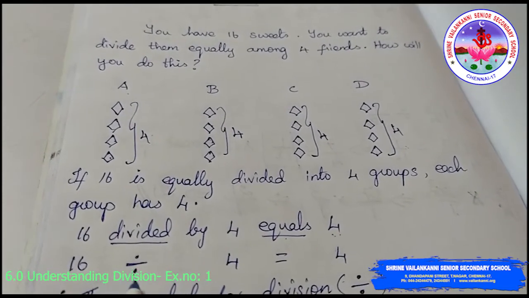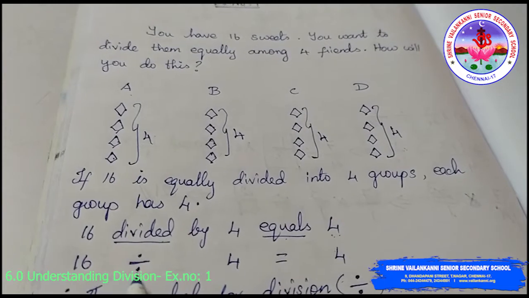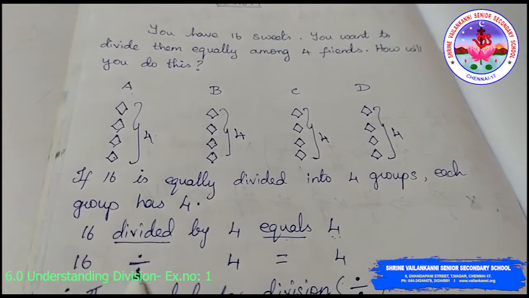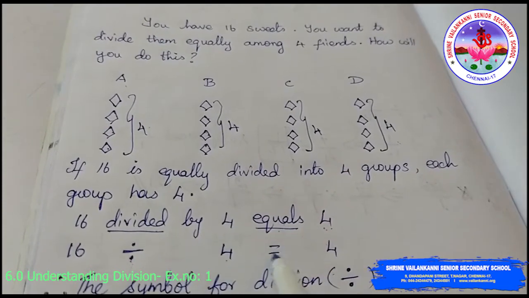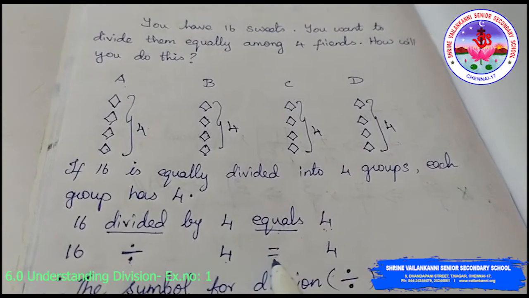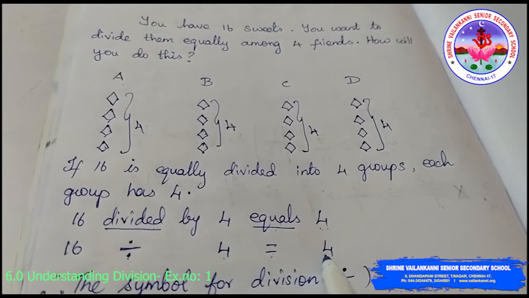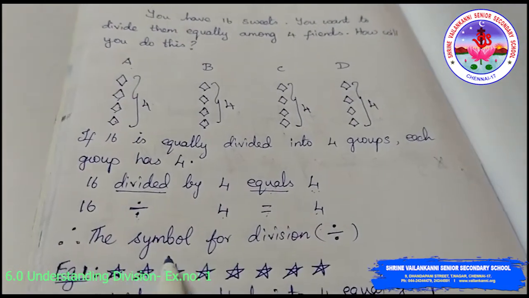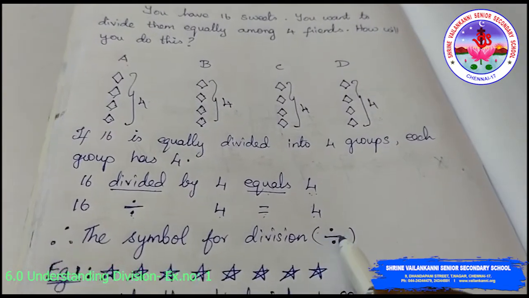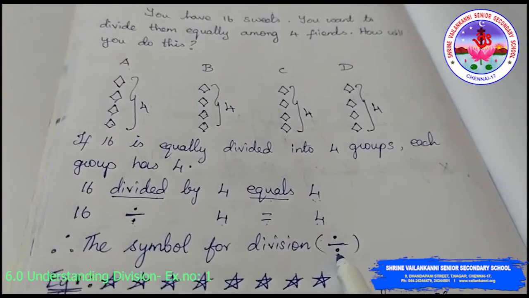That is what is treated as the division symbol. So here you are going to learn the symbol of division. 16 divided by 4 equals, you know the equal to sign, which is equal to 4. So therefore the symbol for division is this, which I have denoted here.